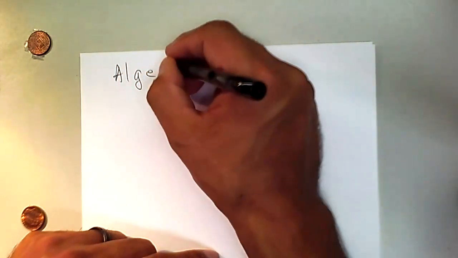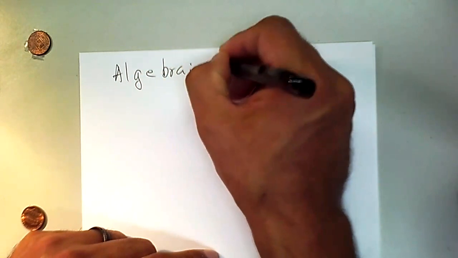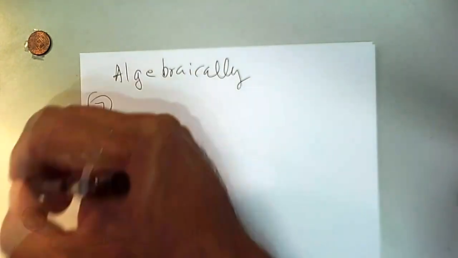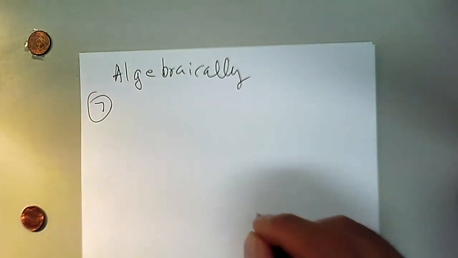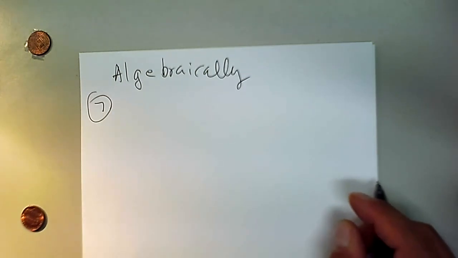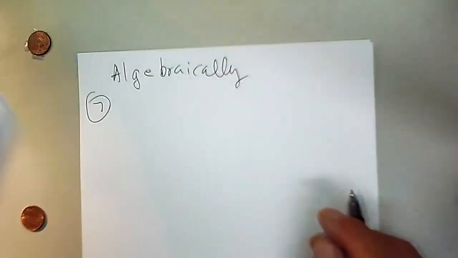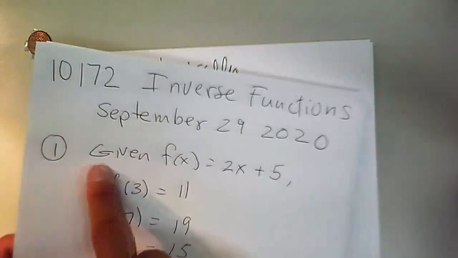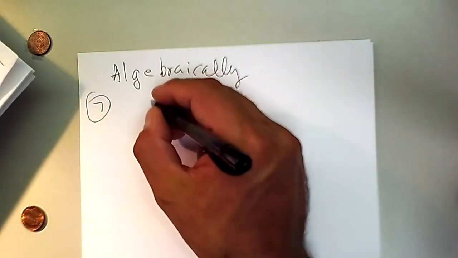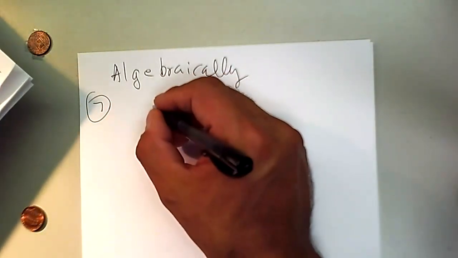Okay. How do we go about finding the inverse formula, the inverse equation? Okay, so algebraically, example 7. We want to find, so the goal is to find the inverse. And let's start with this example 1, but I'm going to label it example 7. So I'm going to use the same example.